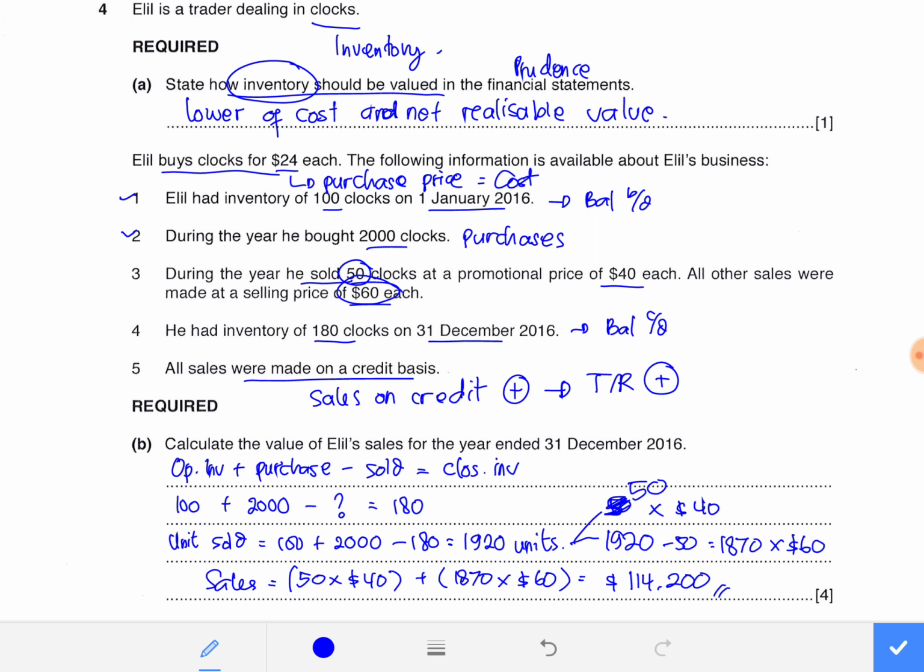It is worth 4 marks, yeah? So this is 2 marks, and this one is 1 mark.